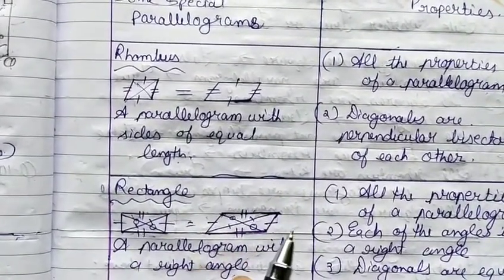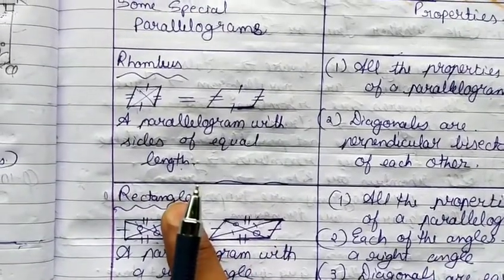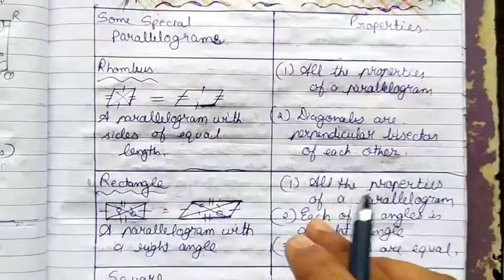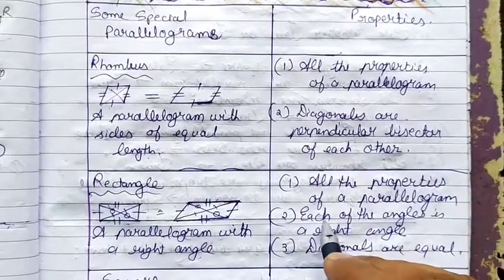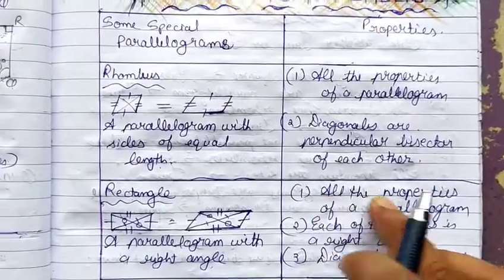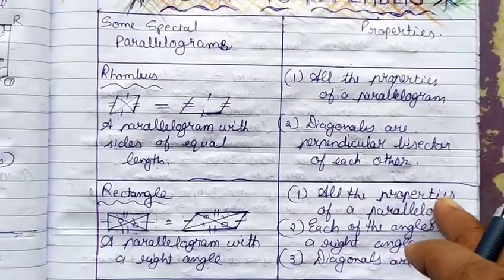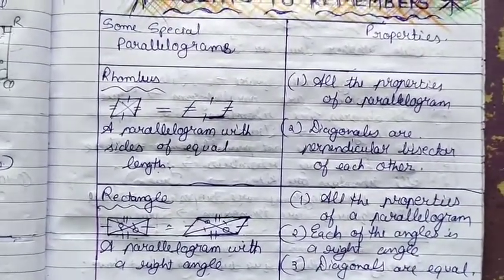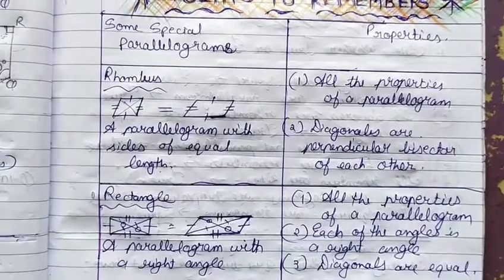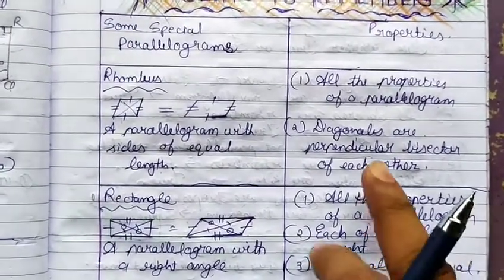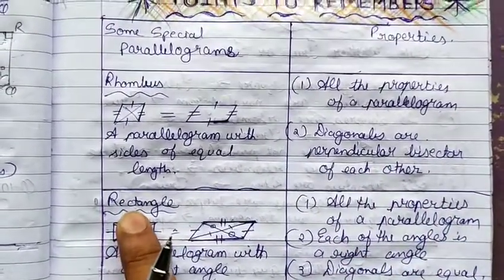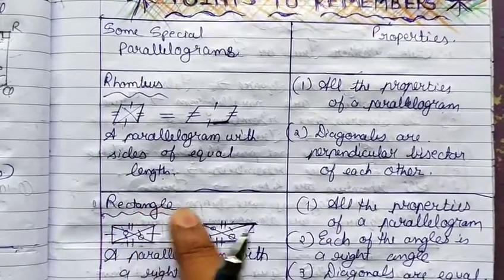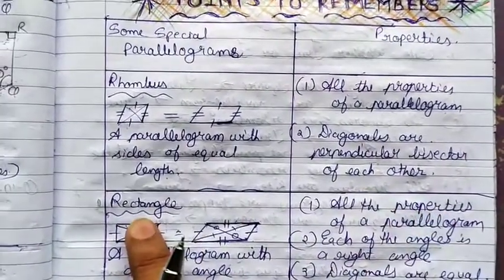Now, a parallelogram with a right angle, this is one kind of parallelogram with a right angle. The rectangle has all the properties of a parallelogram, whatever the properties of a parallelogram are: opposite sides are equal, opposite angles are equal. That means we can say the rectangle is a parallelogram, but a parallelogram is not a rectangle.